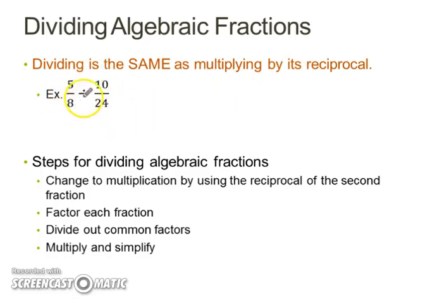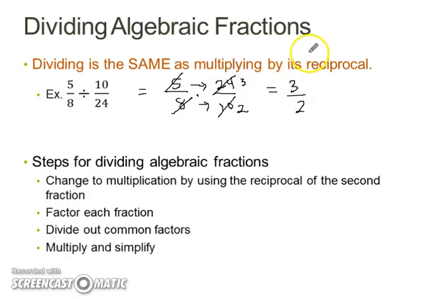So for example, 5/8 divided by 10/24, this is actually the same as 5/8 times 24/10. And you could multiply it out, so 5 times 24 and then 8 times 10, so multiplying across. Or you could simplify with factors. There's a 5 in the 10, so we're left with a 2 in our denominator. And there's an 8 in 24. We've got a 3 in our numerator. This would simplify to 3/2.